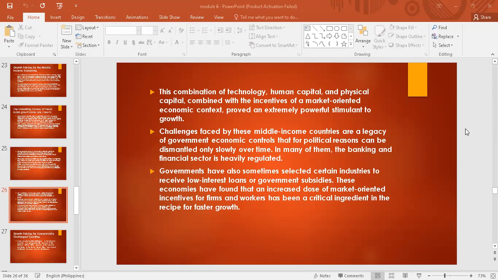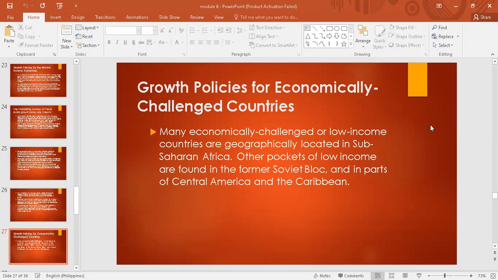Yan. What are the policies of the economically challenged countries, the poor countries, what we call low income countries? Again, the Philippines is no longer part of low income countries, because as you observe, we are with India.